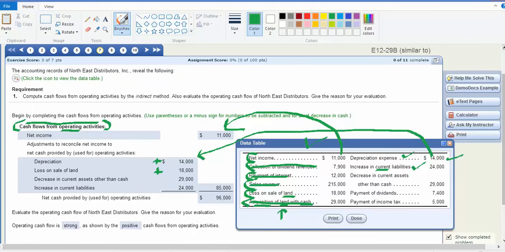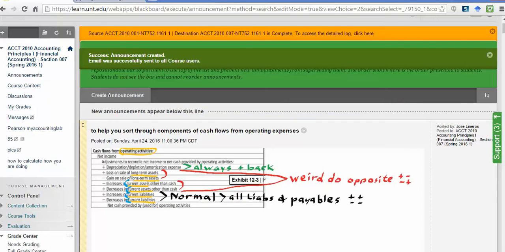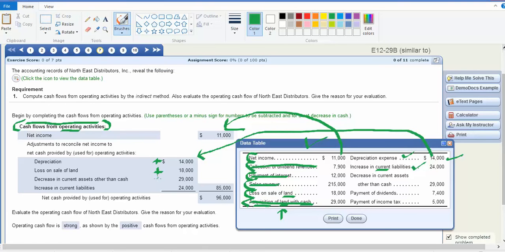Increases in current liabilities. Literally, it's telling you what to do. You add it back. So here you add it back. Oops, I'm putting it on the wrong line. So now we've handled this one.